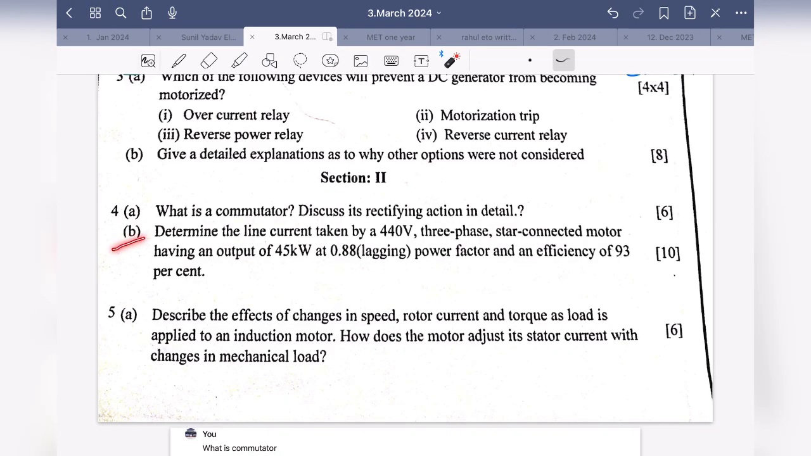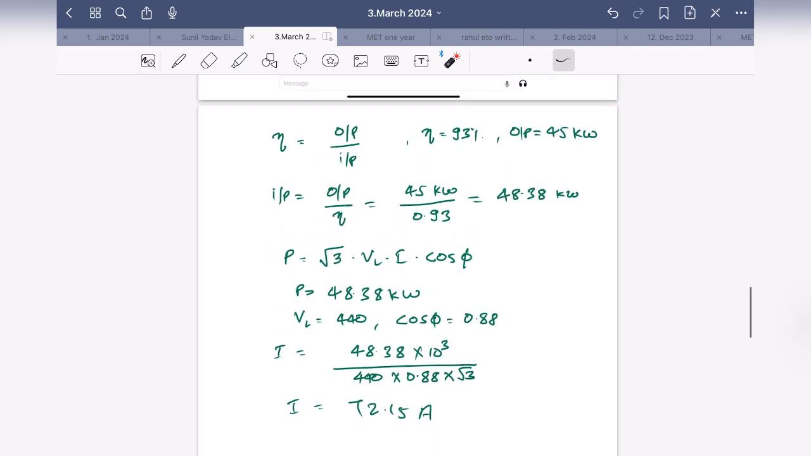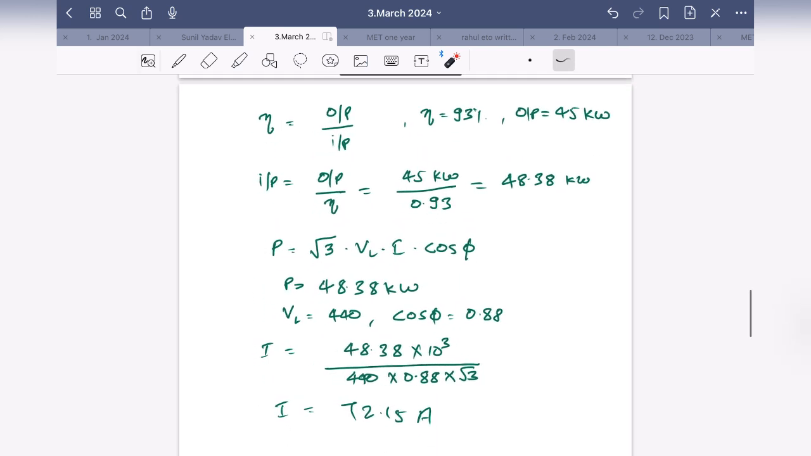Let's move on to the numerical part, section B. It's a very simple question, and the answer is also very simple and short, just 2 to 3 minutes required. Efficiency is given, that is 93%, and output is given, 45 kilowatt. So you can calculate the input from here. Input is output by efficiency. You are getting 48.3 kilowatt.